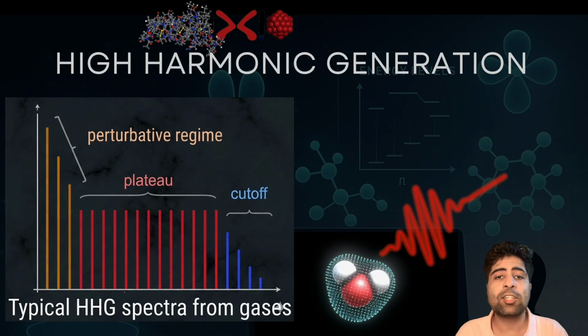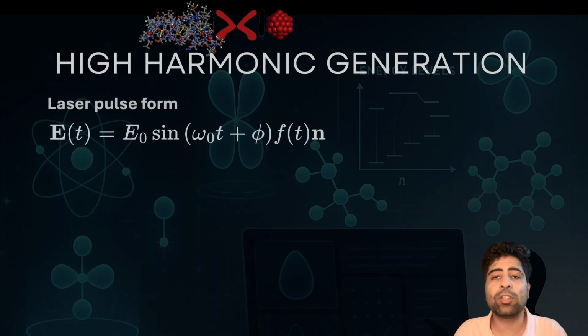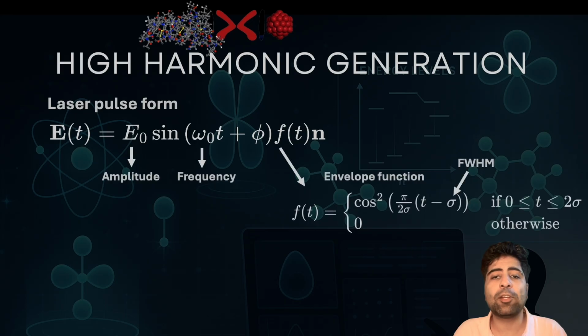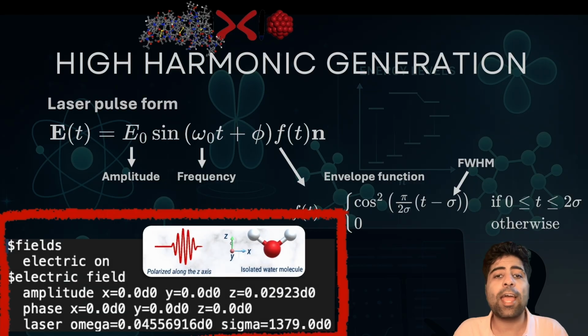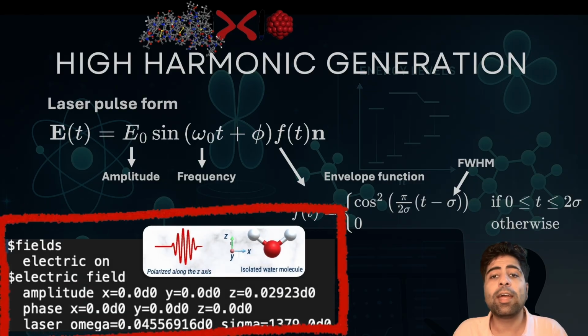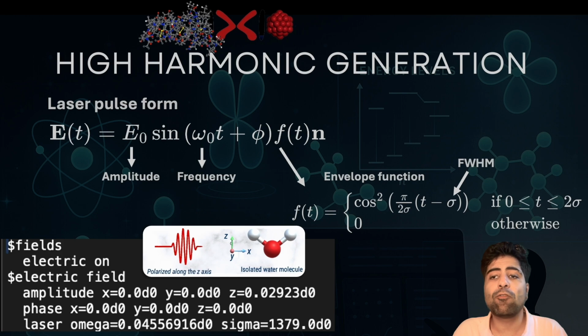In TURBOMOLE, the laser pulse is defined using the equation as shown on the screen. Here, E naught is the amplitude, omega naught is the frequency, and F is an envelope function, with sigma being the FWHM. So you will add the following to the control file. You will add an electric field as shown over here, and then provide the amplitude, frequency, and FWHM of the electric field in atomic units.